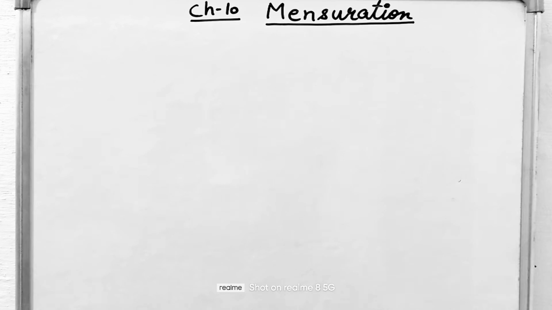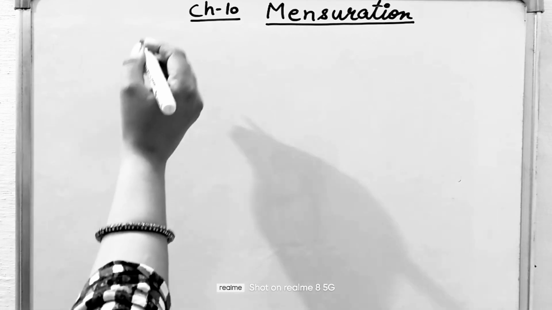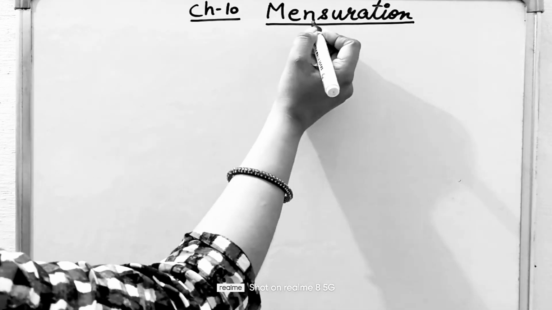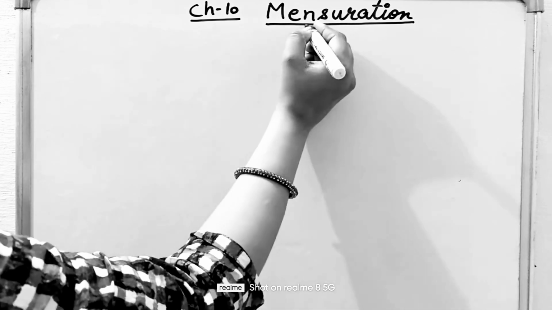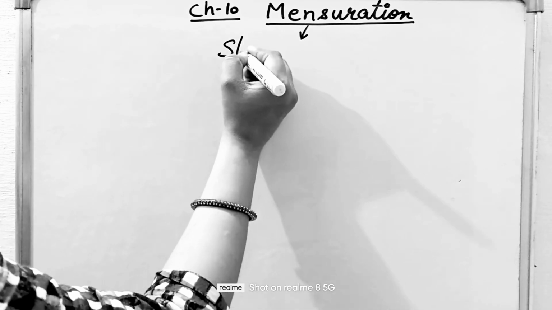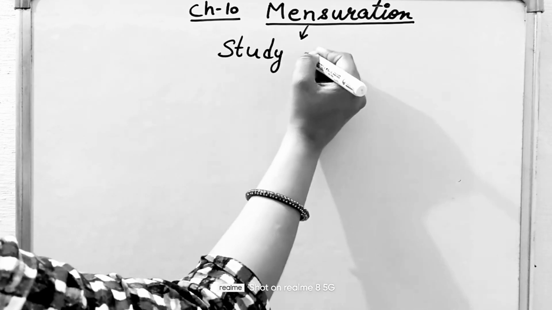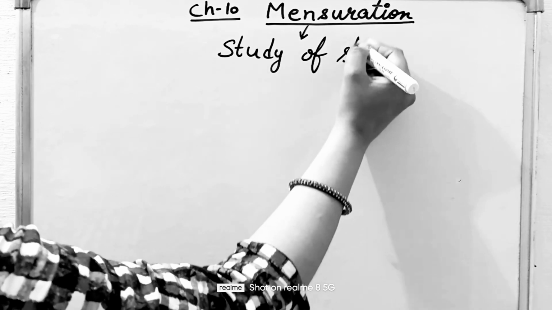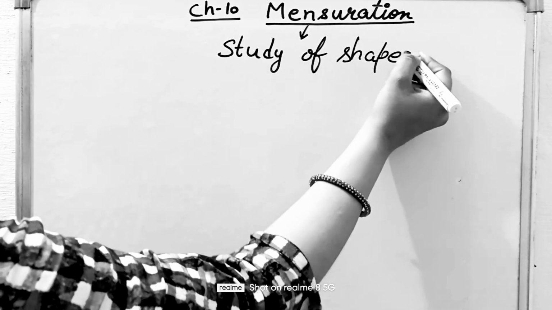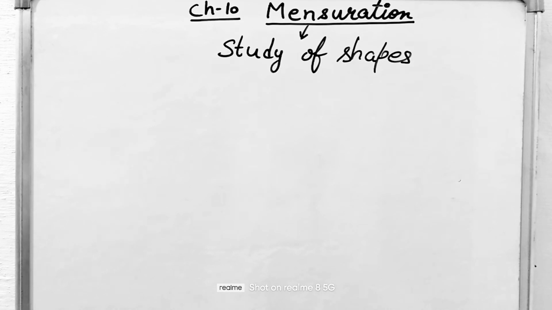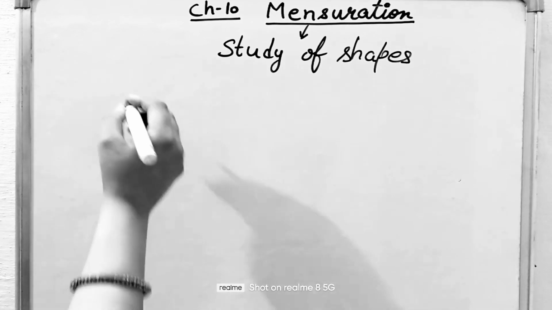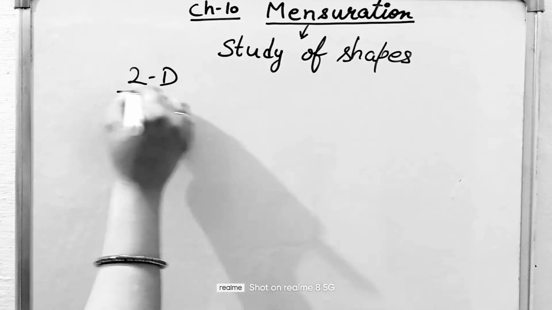Today we are going to start our new chapter, that is mensuration. So let us understand what is the meaning of mensuration. Mensuration is study of shapes. Now I hope shapes you all know. We have different kinds of shape. And there are some 2D and 3D shapes.